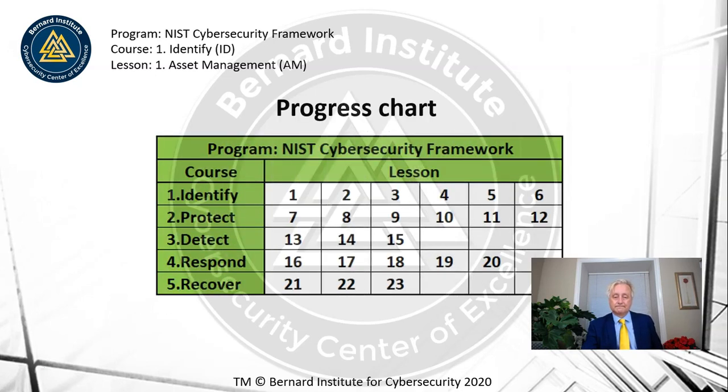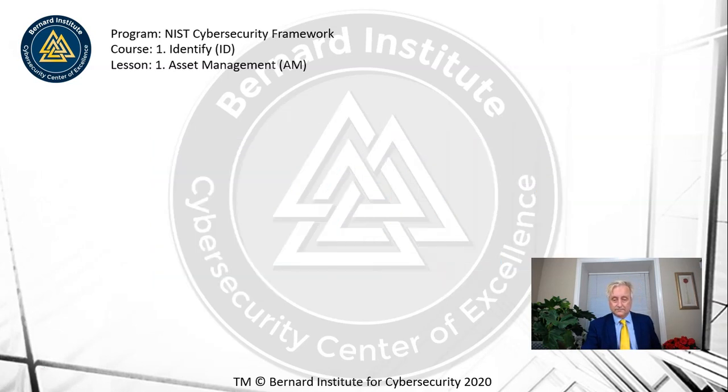Progress chart. Okay, let's see where we are. We just started, so we are here on number 1. And as you can see, there's 23 lessons. The first 2 modules or courses have a lot of lessons. And then it gets easier as we go after that, once we get past 2.